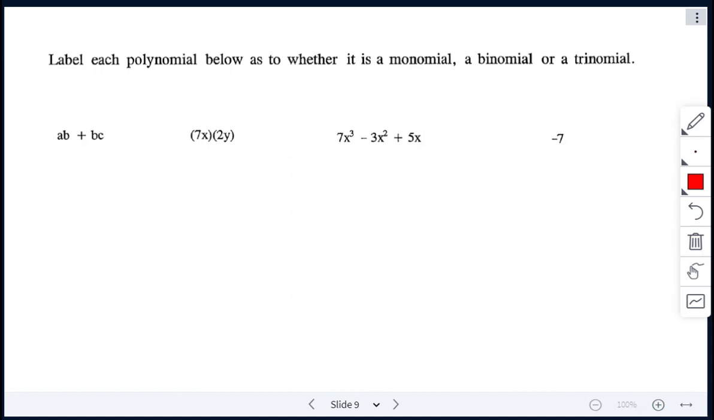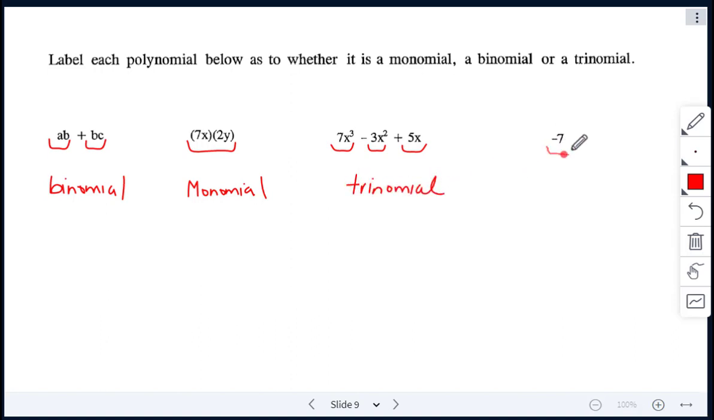All right, let's go over these ones. So the first one here, okay, well, we have to label each polynomial if it's a monomial, binomial, or trinomial, and that's based on terms. So the first one here, this has 2 terms, so therefore it's a binomial. Okay, this one, 7x, 2y, that is 1 term, so this is a monomial. Okay, here we have 3 terms, 1, 2, 3, so therefore it is a trinomial. And this is just the 1, so this is a monomial.